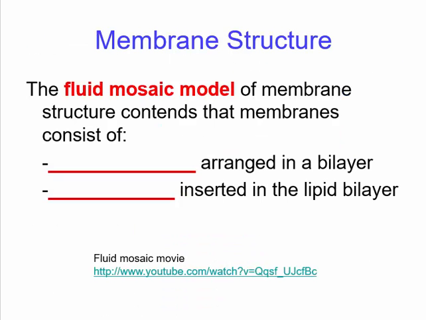One of the first things that we get into with cell membrane structure is what's called the fluid mosaic model. In the fluid mosaic model, we have something arranged in a bilayer. What is it? Phospholipids. And inserted in that lipid bilayer are proteins. So there's that mosaic model, right? The cell membrane is made out of phospholipids as well as proteins, and we'll see other things as well here.